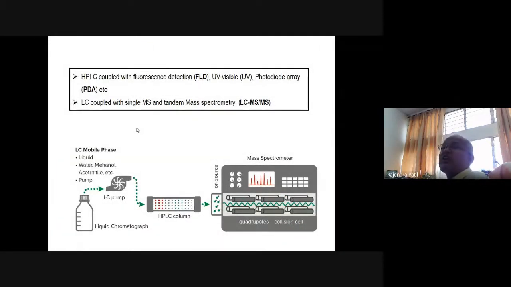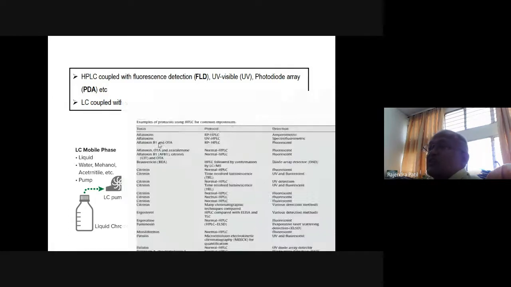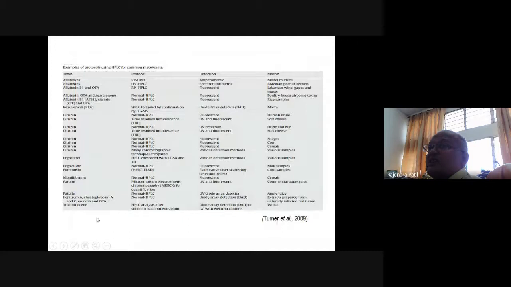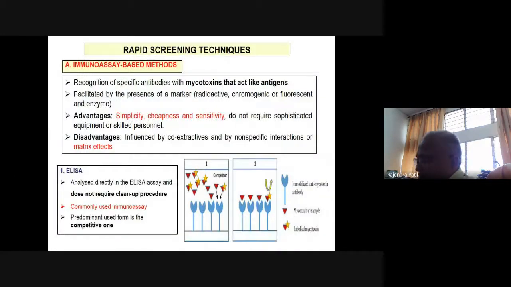HPLC is coupled with fluorescence detection, UV visible, and photodiode array detection. Liquid chromatography is also coupled with mass spectrometry, even tandem mass spectrometry. Nowadays people use these for the screening of a number of mycotoxins. HPLC can be used for a wide range of mycotoxins, to detect mycotoxin levels in different food and feed commodities, even juice, wine, coffee, and other commodities as well.